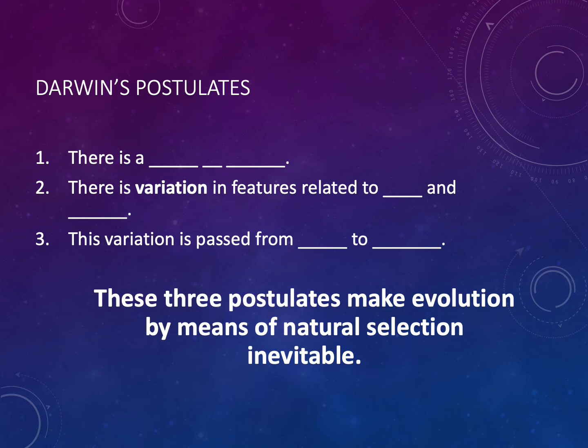Well, first of all, there is a struggle for existence. And Darwin also postulated that there's variation in features related to survival and reproduction, and that this variation is passed from generation to generation. He said these 3 postulates make evolution by means of natural selection inevitable.